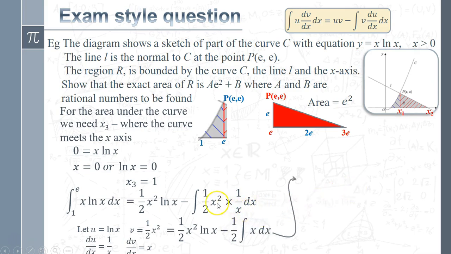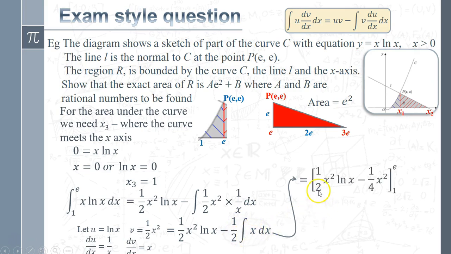And a bit of simplifying here. The x squared cancels against the x. So that leaves us with just x inside the integral. And as ever, we've taken the half outside the integral just to tidy that up. So now I've got a very simple integration to do here.